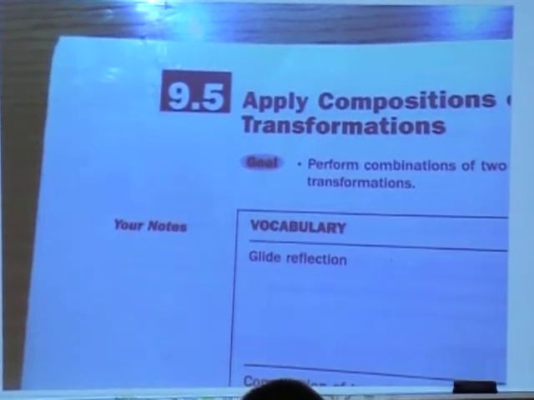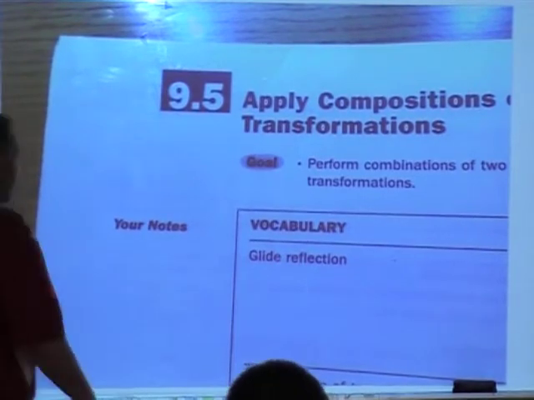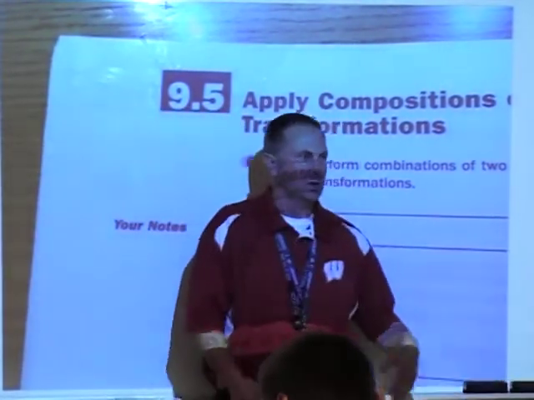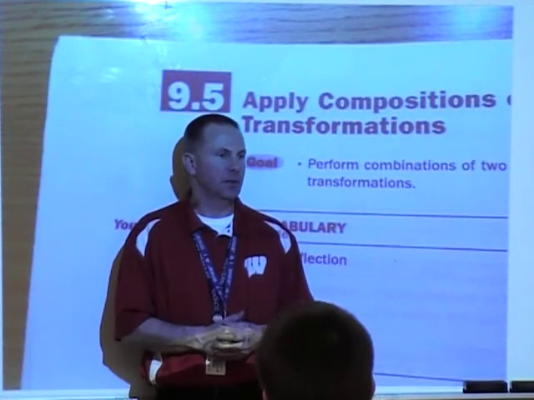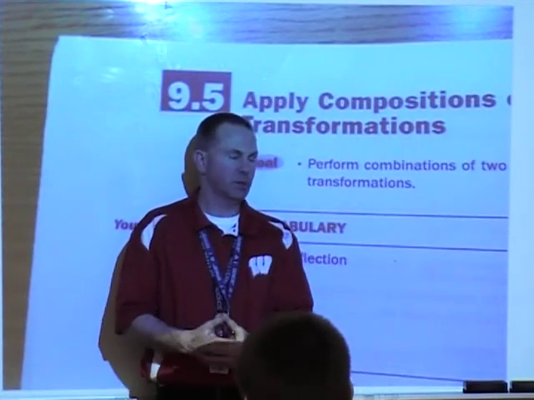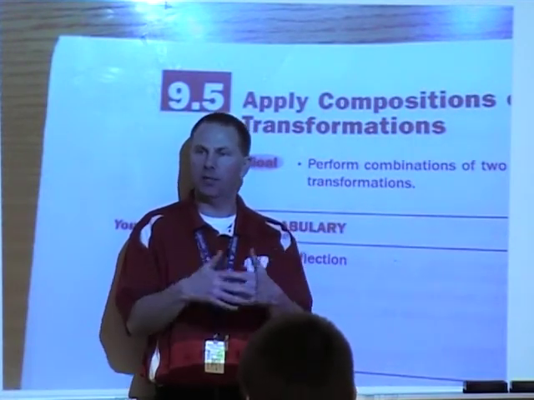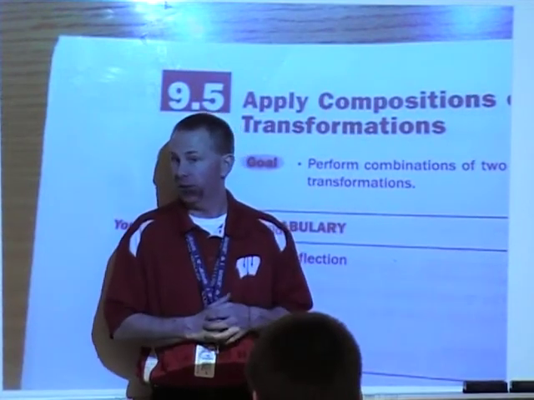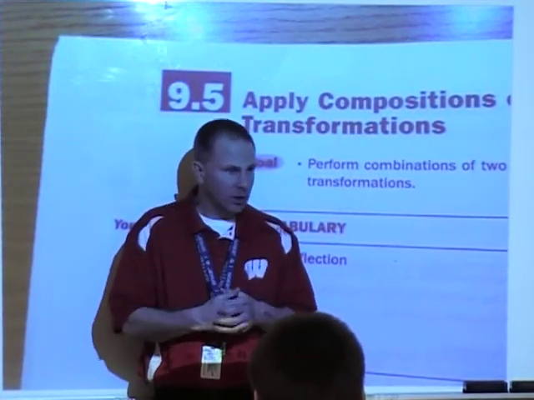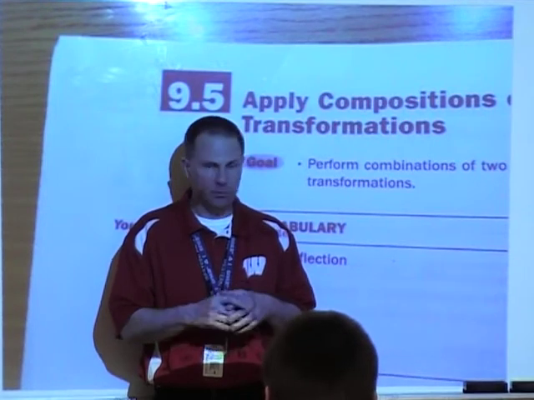Okay, 9-5. Compositions. That just means you're going to do more than one transformation at a time. Do one and then do another one. So instead of getting a single prime, you're going to end up with a double prime. That's all.